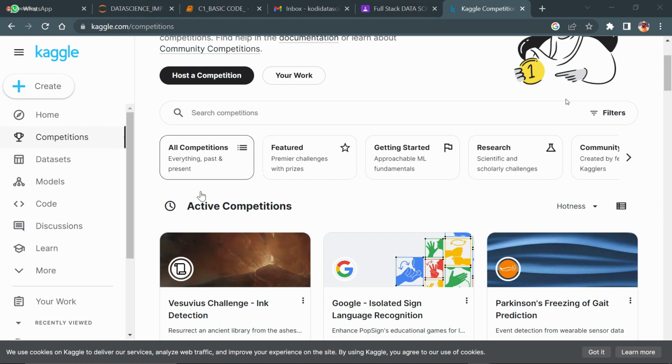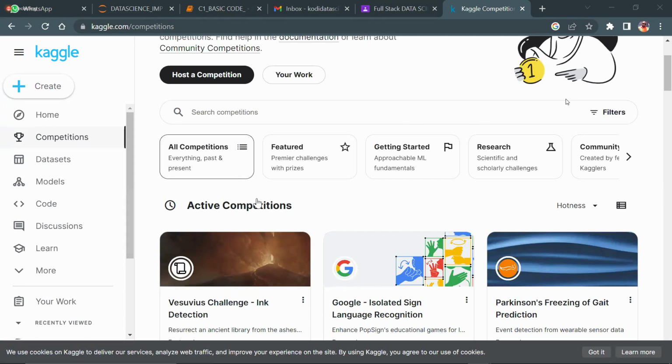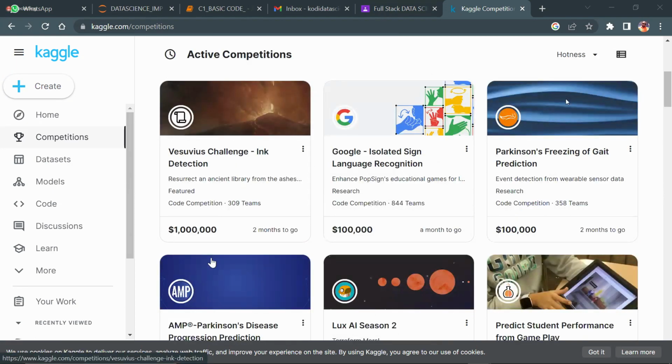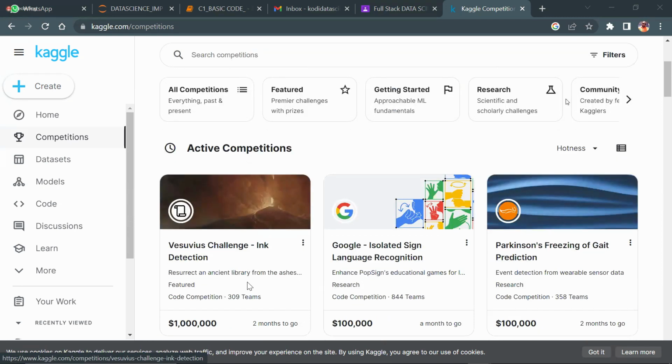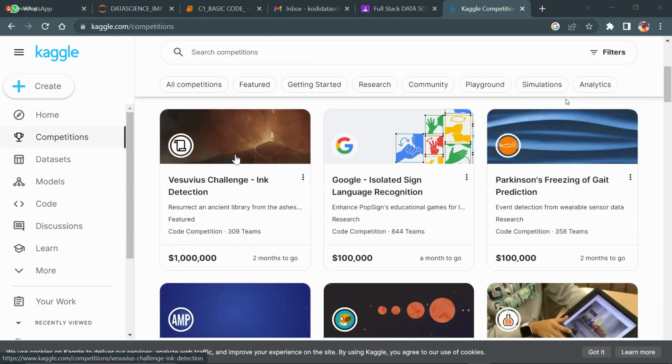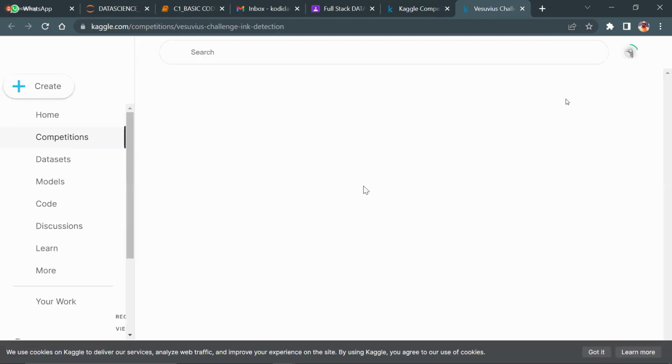When you practice these competitions, what happens? You gain exposure, and then you start getting interview calls, isn't it, team? So here, this project is about ink detection. There are a lot of challenges. This one is about recovering ancient libraries from the ashes. It's a $1 lakh prize, guys. $1 lakh means how much prize money? 8 crores, isn't it? So assume if you work in a company, tell me how many days are required to earn 8 crores?